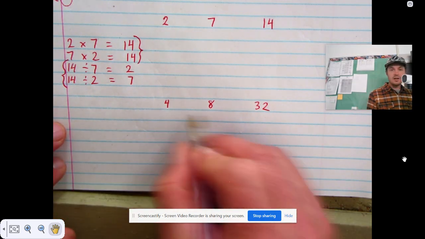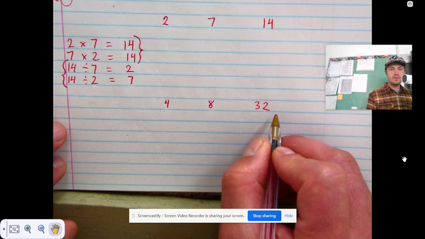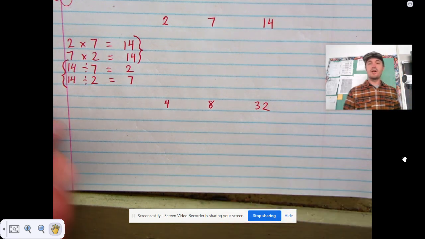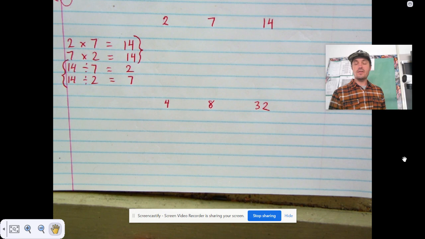So how do these three numbers go together as a fact family? Well, why don't you pause the video and try to make the fact family and then press start and see if you got it right.